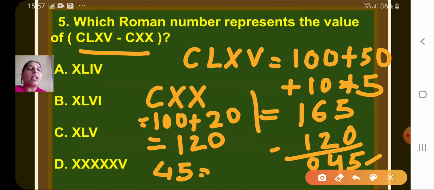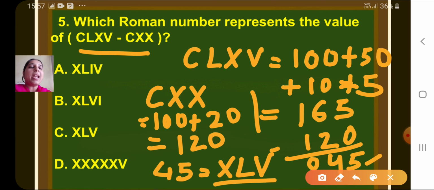So how will we write 45? 45 in expanded form will be 40 plus 5. So how do we write 40 in Roman numeral? We write it as XL. And how do we write 5? We write V for that. So the answer should be XLV. So can you find the correct option here? Yes, it's option number C, XLV. So you will just click on the correct option.